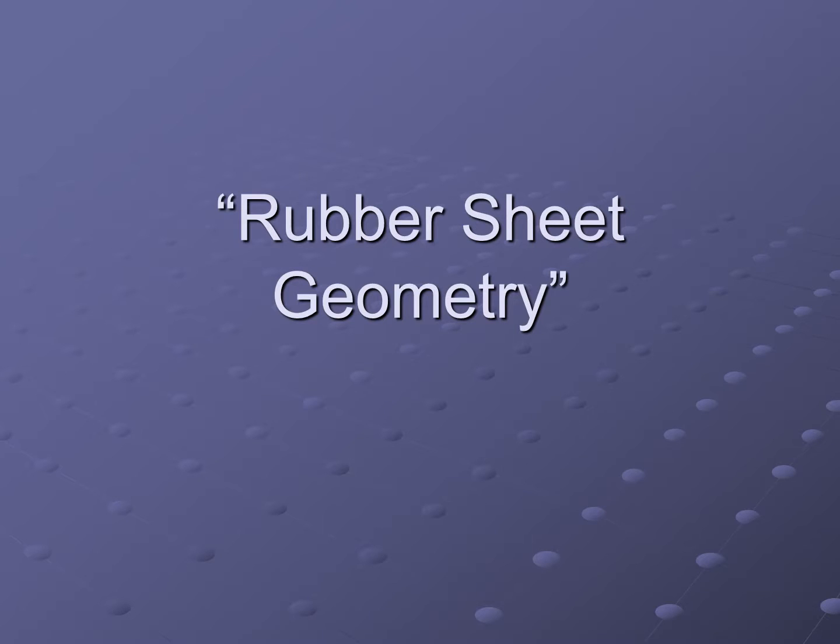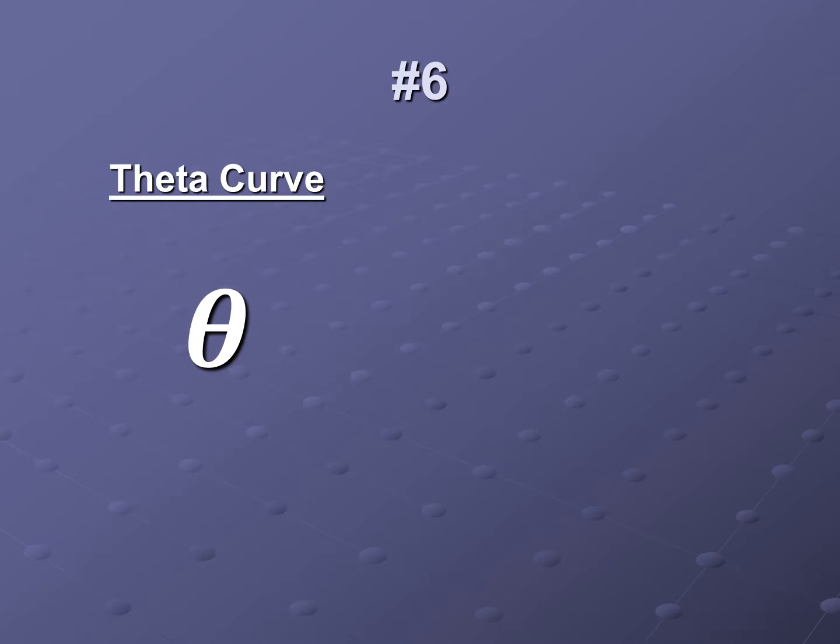For the rubber sheet geometry section, I recorded some of the answers to some of the problems, and I'm going to assume as you're viewing this that you have the book to see some of the images, at least the beginning images as well. For number 6, the theta curve is this particular shape.